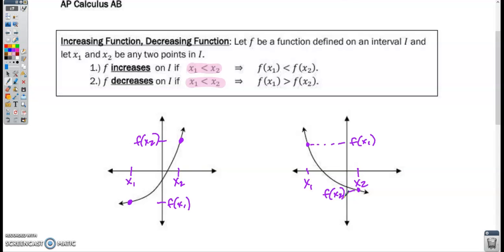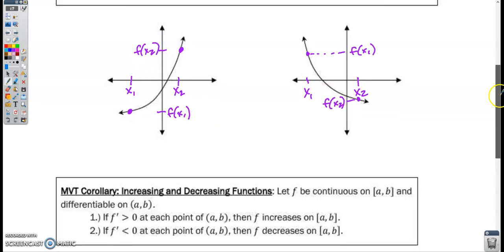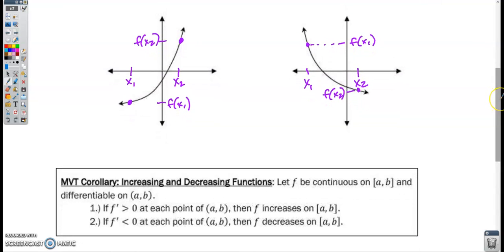Next piece of theory, this is a corollary to the mean value theorem. We're not going to give it a specific name. We're just going to say, hey, this is a corollary to the mean value theorem, related to increasing and decreasing functions. So if we have a function that's continuous on the closed interval from a to b and differentiable on the open interval from a to b, again, that's the same hypothesis that we use for the mean value theorem. If the derivative of f is greater than 0 at each point on the interval from a to b, then the function increases on that interval. And if f prime is less than 0 at each point of the interval from a to b, then f decreases on the interval from a to b.